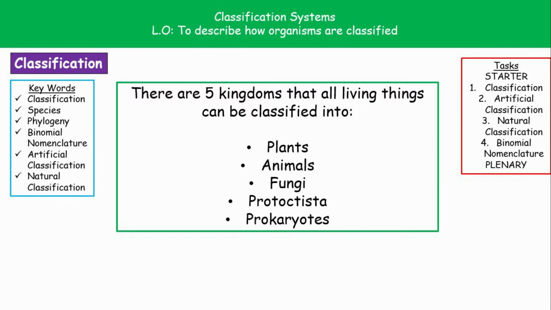Now the protoctista are actually just simple eukaryotic organisms. So this would be things like red algae, green algae and the like. So they're just the simple eukaryotic organisms.